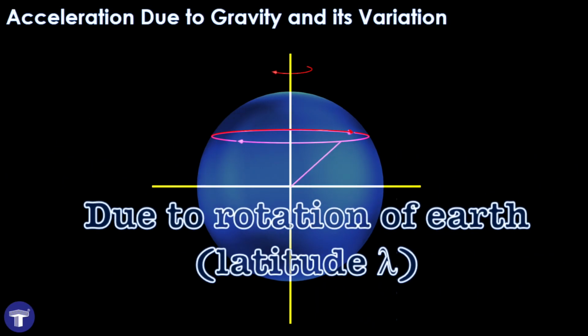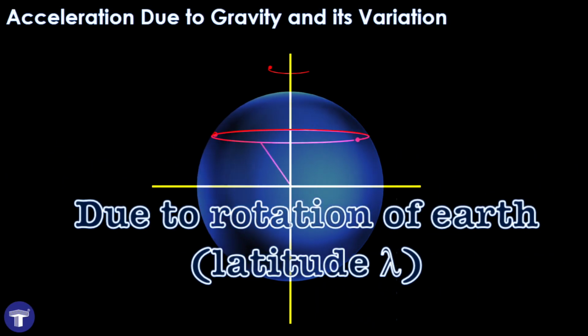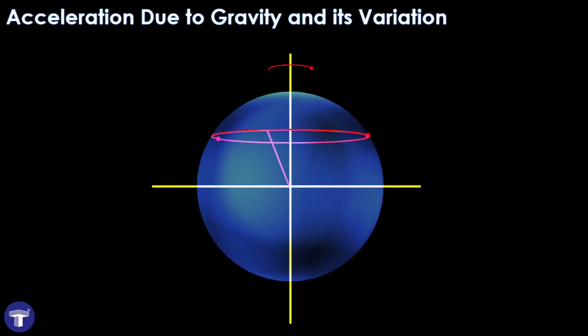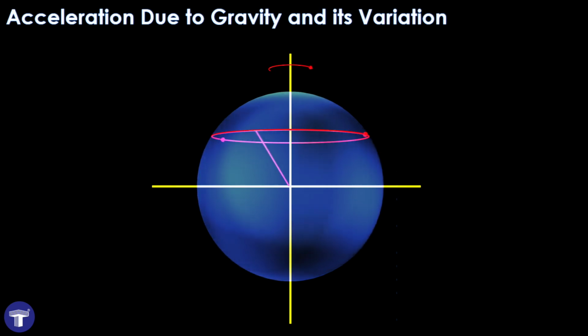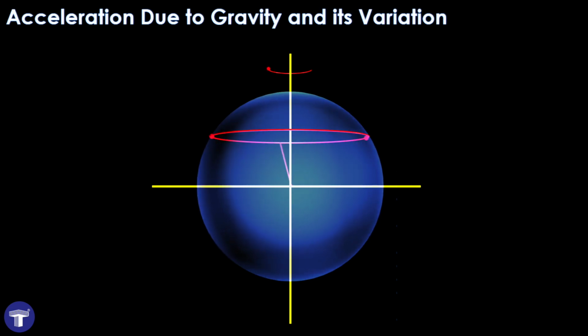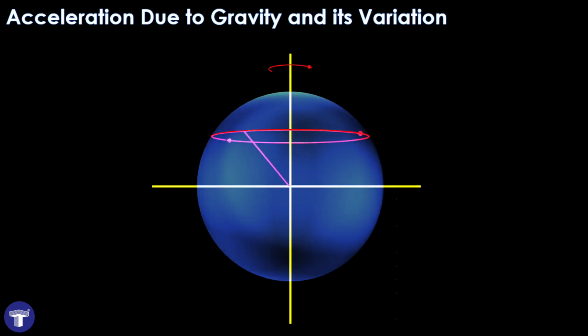The variation of g depends upon one other factor, that is the rotation of the Earth. To understand this, we first have to define what is known as the latitude. If we observe the motion of a point on the surface of the Earth, then we will see that as the Earth rotates about its axis of rotation, this point describes a circle, which means that every point on the surface of the Earth is actually undergoing uniform circular motion. Thus, centrifugal force comes into play.